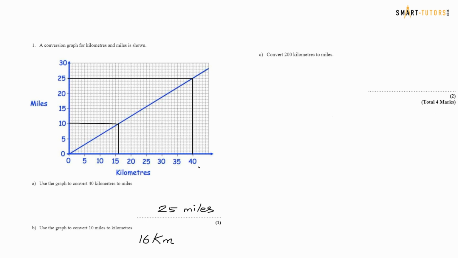Question number 3, convert 200 kilometers to miles. We already converted 40 kilometers equal 25 miles. So 200 means this is times by 5. So 200 kilometers times by 5 is 125 miles. That is the answer for question number 1.